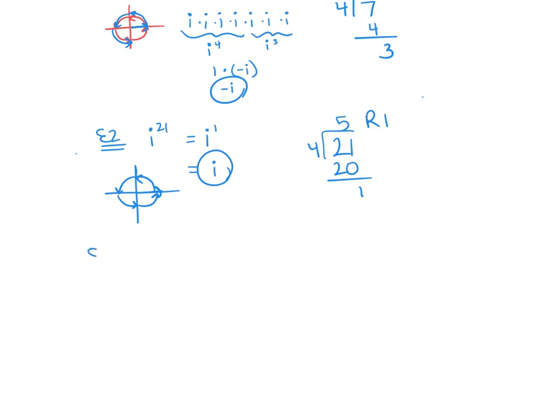So if we were to try i raised to the 46th power, again, we don't want to have to go through and do 46 rotations, so let's think about how many full rotations we are going to have. So if we do 46 divided by 4, it's going to go in 11 times with a remainder of 2. So what is that telling us?